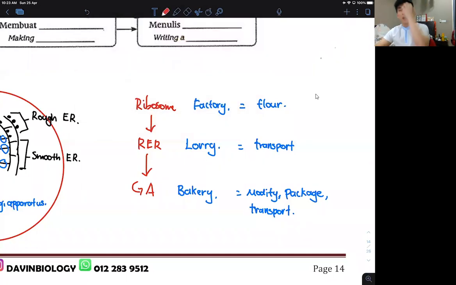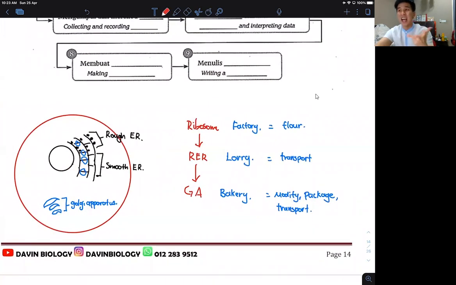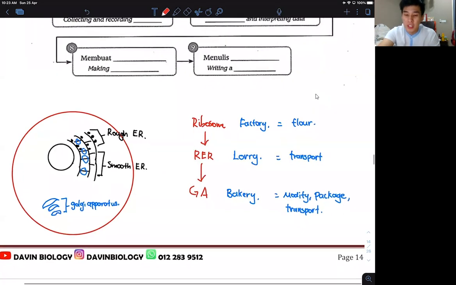Now, in humans or in animals itself, protein is like flour because it's a very common material that can be used to produce a lot of things. In humans, protein can be used to produce, let's say, enzymes to digest your food, produce antibodies, produce your hemoglobin, produce hormones, many, many more. Now, let's say I want to produce enzyme, the most common thing. So first, I need the protein to come from here.